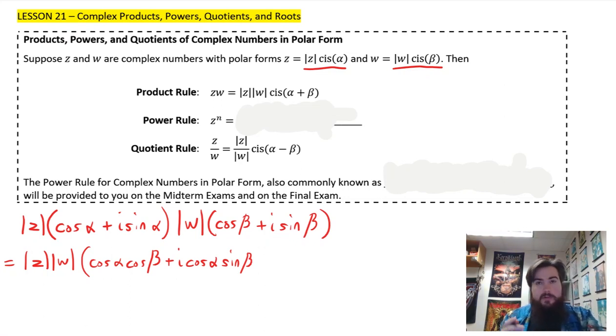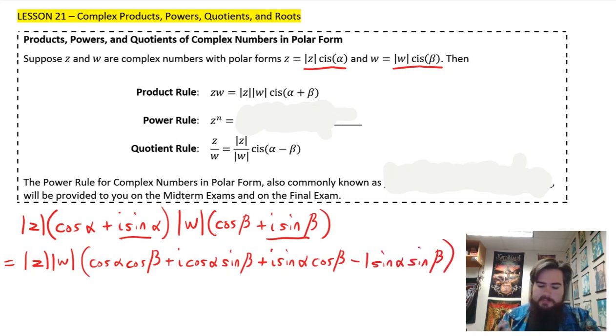If I continue with the FOIL method, I will then multiply the two inside terms of i sine of alpha and cosine of beta. So plus i sine of alpha, cosine of beta. And lastly, i times sine of alpha times i times sine of beta. Note that that would give me i squared, otherwise known as minus 1. So minus 1 sine of alpha, sine of beta. And I'll just keep that as just a minus then.